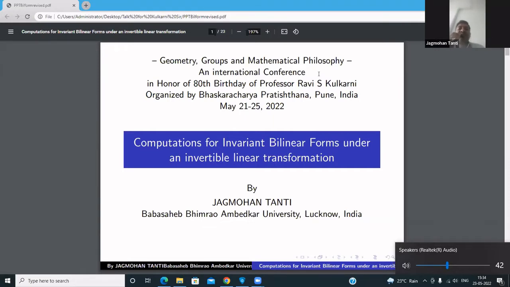The existence of non-degenerate invariant bilinear forms had been considered by Professor Krishnandu earlier, with a condition on dimension and characteristic of the field. That was a Jacobson-Morozov theorem.